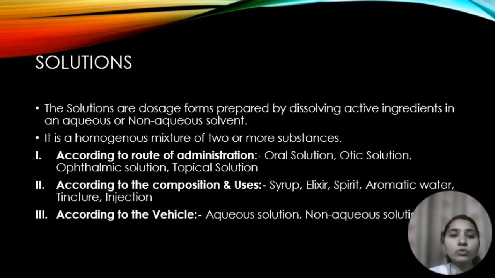It is again divided into types according to the routes of administration: oral solution, which we can take by the oral route; otic solution, otic meaning ear; ophthalmic, meaning eye; and topical, meaning on the skin surface. The second type is according to composition and uses: syrup, elixir, spirit, aromatic water, tincture, and injection. The third is according to the vehicle, of which there are two types, aqueous solution and non-aqueous solution.